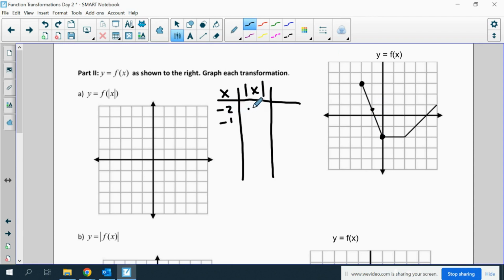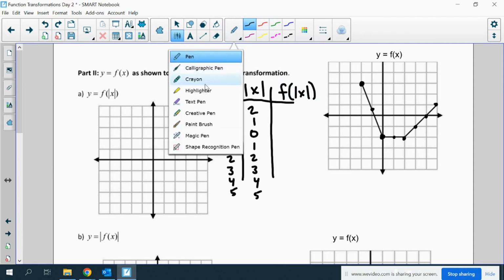when x is negative, that changes what happens inside the absolute value to a positive number. But everything that's 0 or positive, the x value remains the same. So therefore, if I look at f of x, I'm sorry, not f of x, f of the absolute value of x, essentially what I need to do is take the function value of what I'm highlighting.